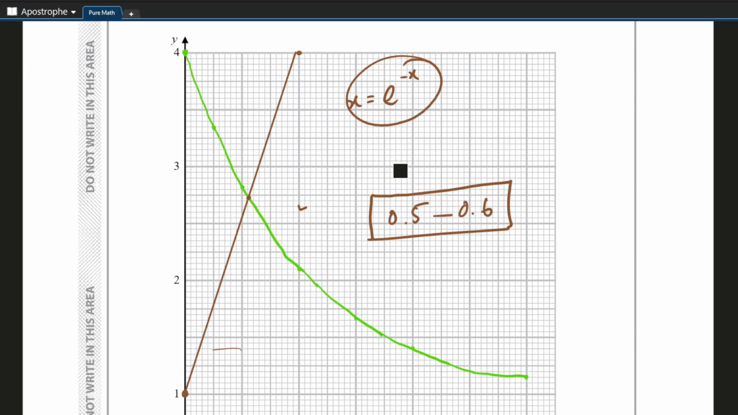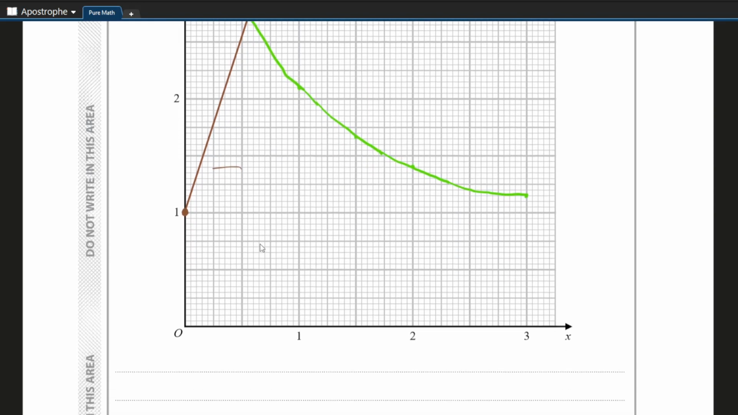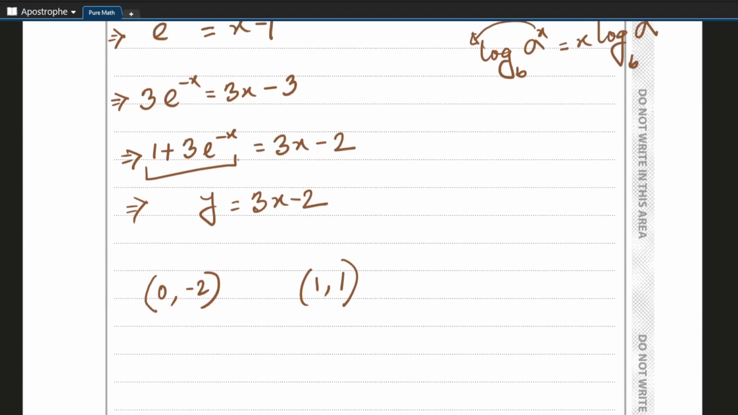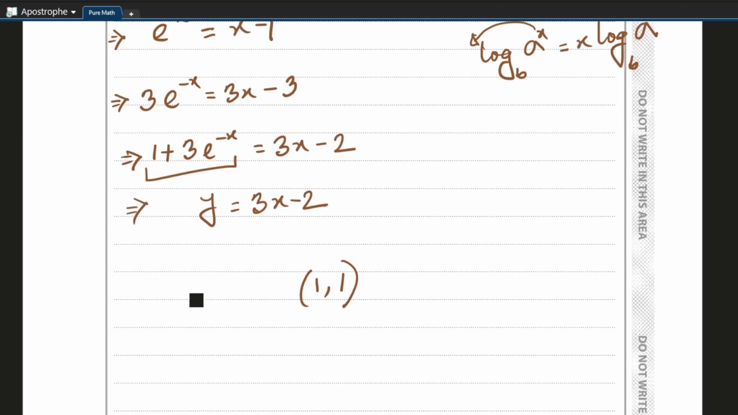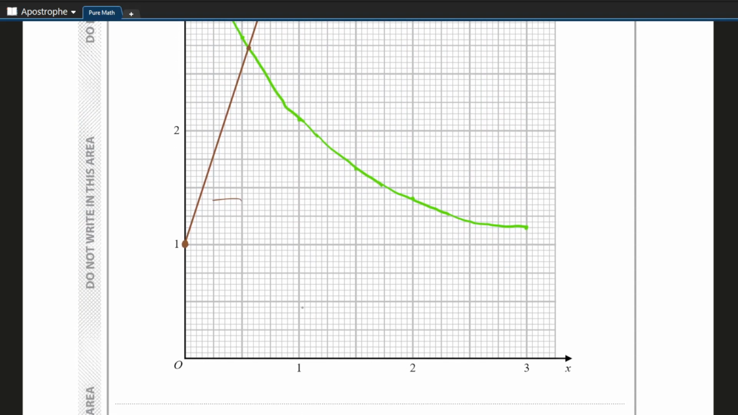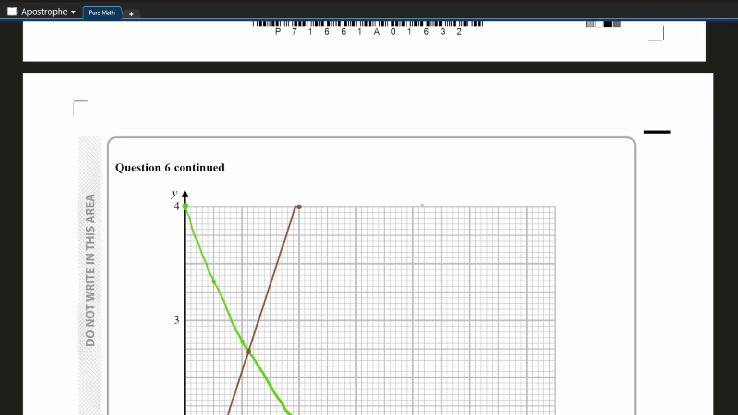Let me clear this out. (0, minus 2) goes way down, so I need a different point. Instead of this, let's try 2. So if x is 2, then y is 6 minus 2, which is 4. Yeah, that's within our range. So (1, 1) is right here, and (2, 4). Let me try to draw the line. I'm going to use a different color here.